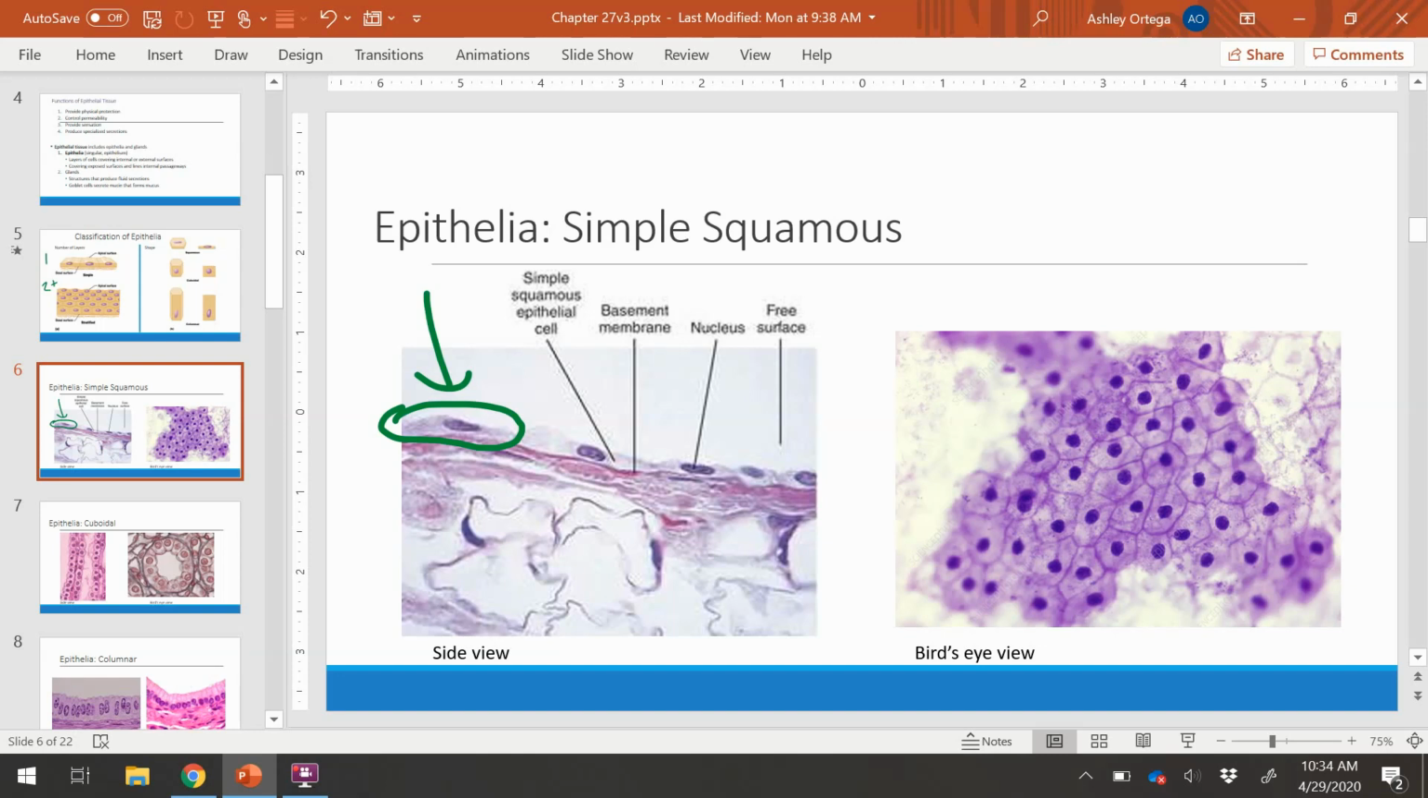And so on this one, from the side view, you can see it's connected to a basement membrane underneath. That's going to be tying it in with other tissues, other organs. And the outside is the free surface on top.